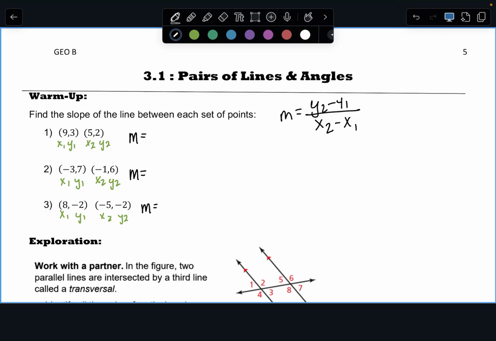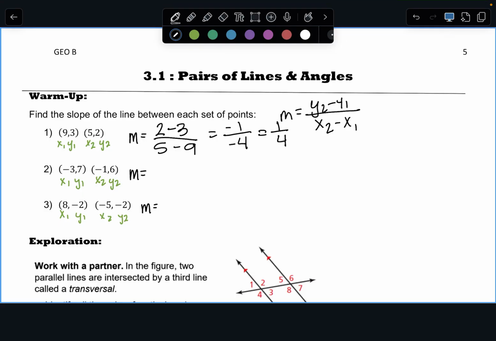All right, let's do these together. For this first one, what is y2? Help me out. 2. What's y1? 3. So 2 minus 3 on top. X2 is 5 and X1 is 9. So we have this fraction that we now just have to simplify. 2 minus 3? Negative 1. 5 minus 9? Negative 4. If I simplify this down, what do I get? Positive 1/4. Those negatives cancel. So that means if we were graphing this, from 9, 3, we could go up 1 and to the right 4, and we would get another point on our line.